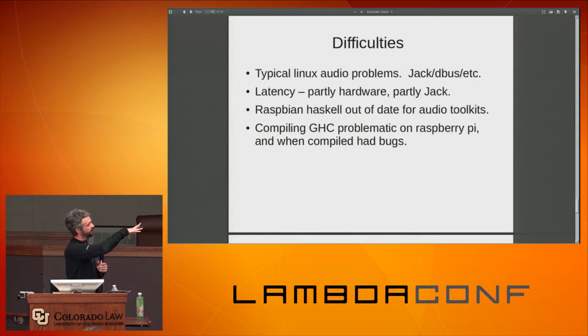And the Haskell thing, Raspbian Haskell is out of date, and I had to build a new one for Euterpea, and I did that in QEMU, and it took 4 days to build, and then when I finished building it, it didn't work. So now what I like is Arch Linux. These are the difficulties. I'll go to the next page.